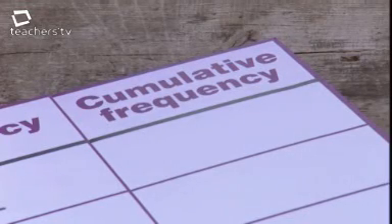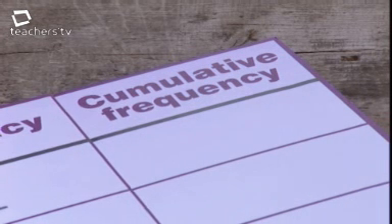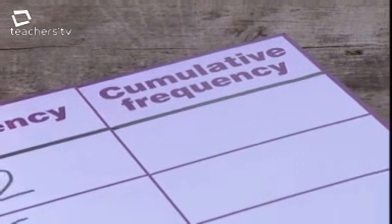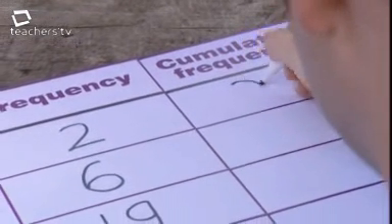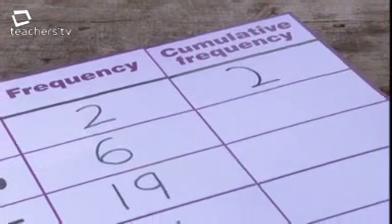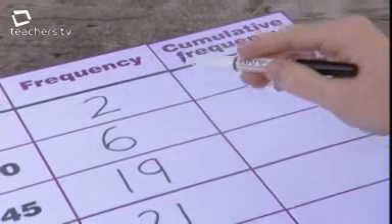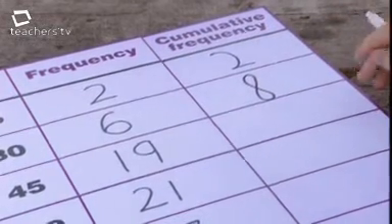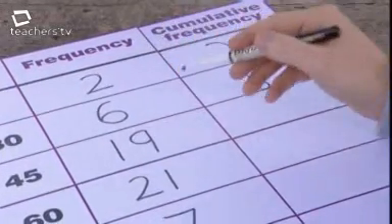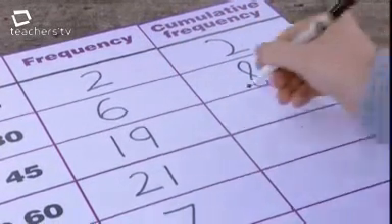Cumulative frequency is like the running total. You add up the frequencies as you go along and you get the total so far. Here, the cumulative frequency is 2. Next, it's 2 plus 6, which is 8. Next, it's 2 plus 6 plus 19, which is 27.